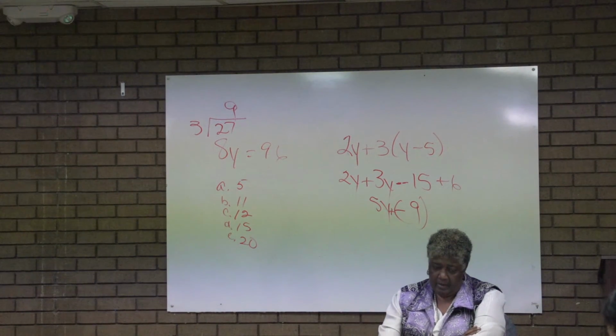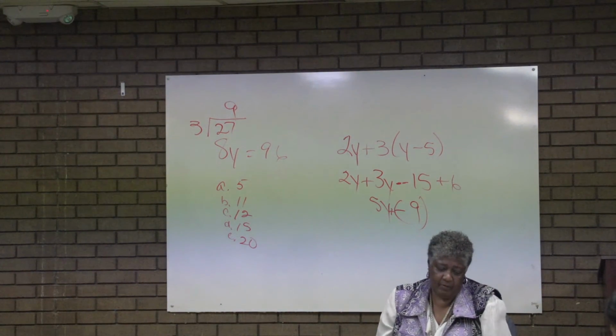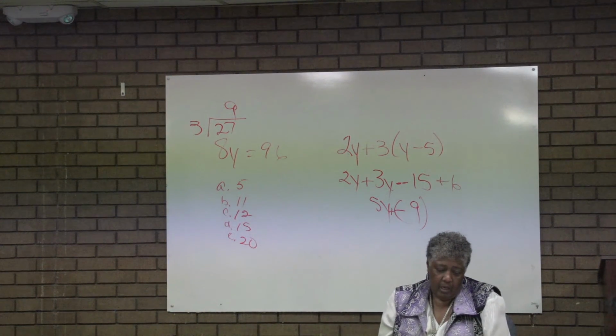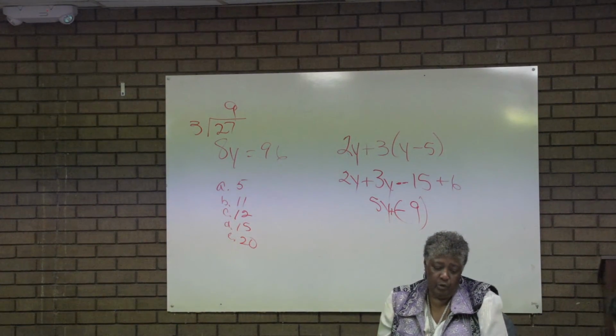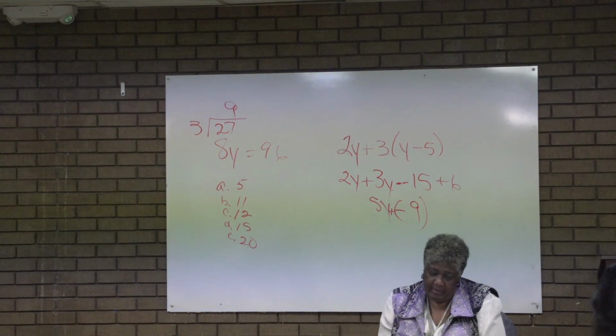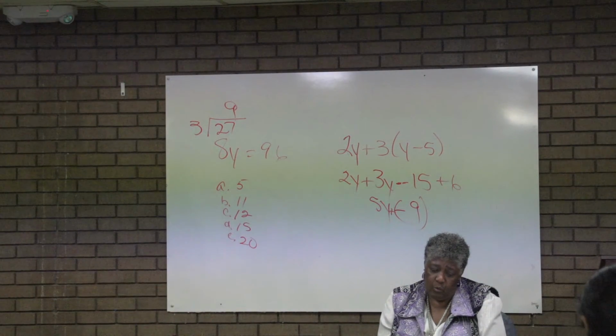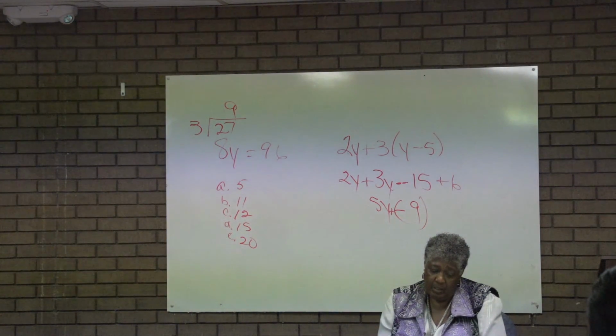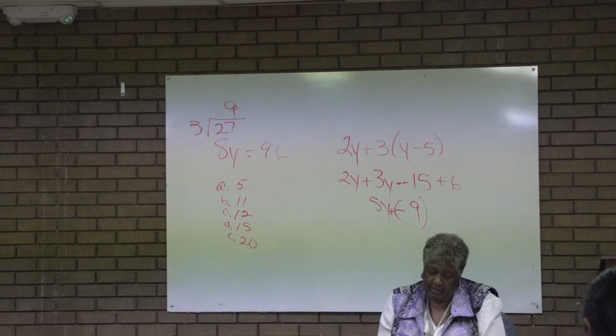5. 15 times 5 would give you 75. 42 is equal to what number plus 7? 35. 18 is equal to what number take away 6? 24. Okay.